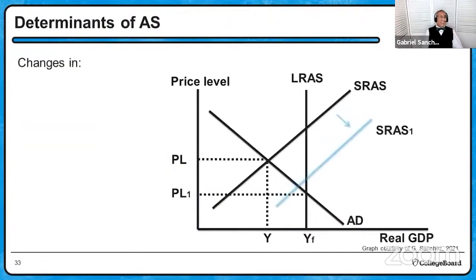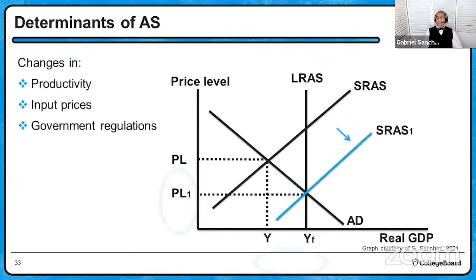And when we see changes in productivity, changes in input prices, and changes in government regulations, those will cause changes of the supply curve. When the short run aggregate supply curve shifts, as it does here from SRAS to SRAS1, we can see the change in output from Y to YF, and the change in price level from PL to PL1.